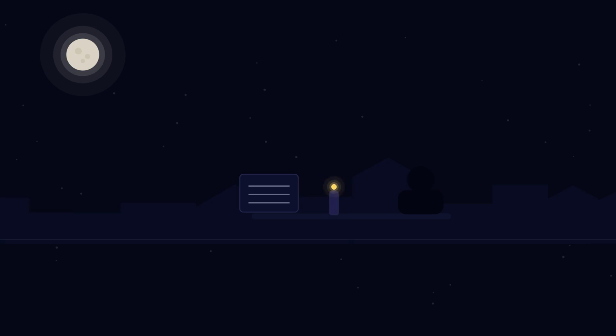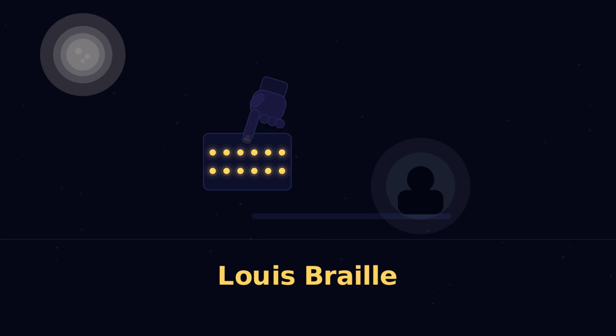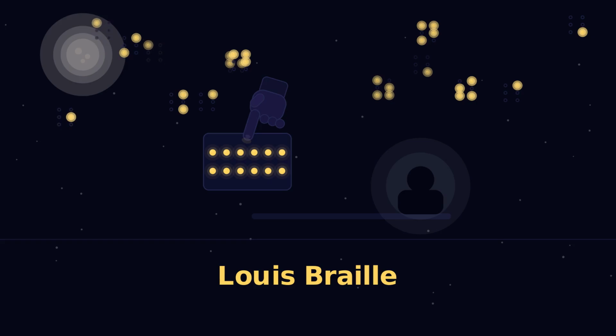A boy in France 200 years ago. He lost his sight as a small child, and he wanted, more than anything else, to read. Not to be read to. To read, with his own hands. His name was Louis Braille, and the code he built is still under the fingertips of millions of people. Right now, tonight.